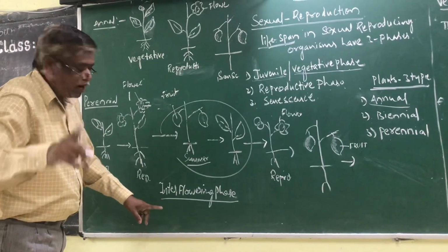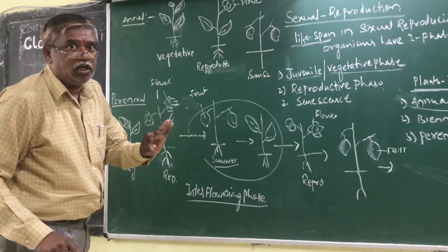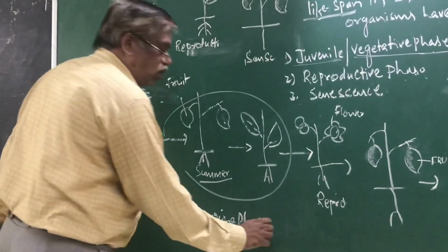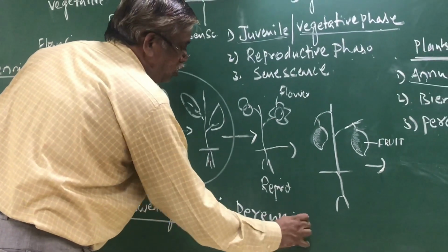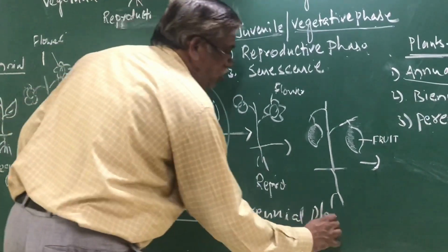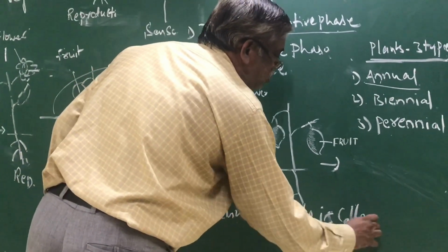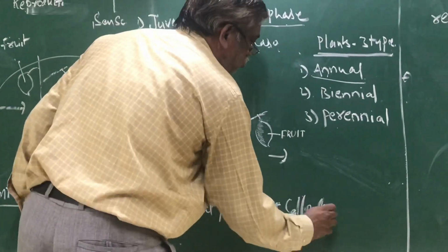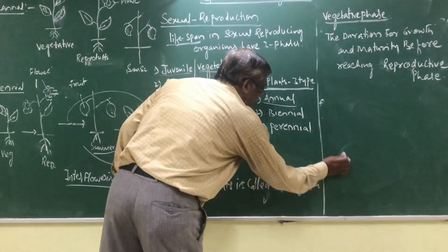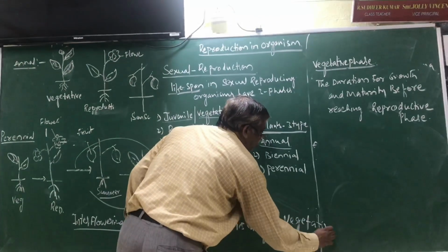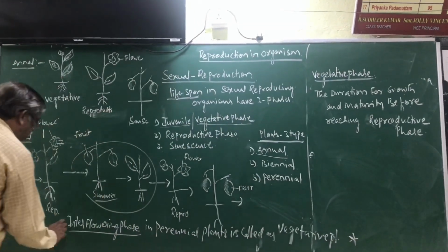Keep this word in mind: this word is applicable only to perennial plants, but not annual and biennial. This interflowering phase in perennial plants is called the vegetative phase. It is important. Okay?